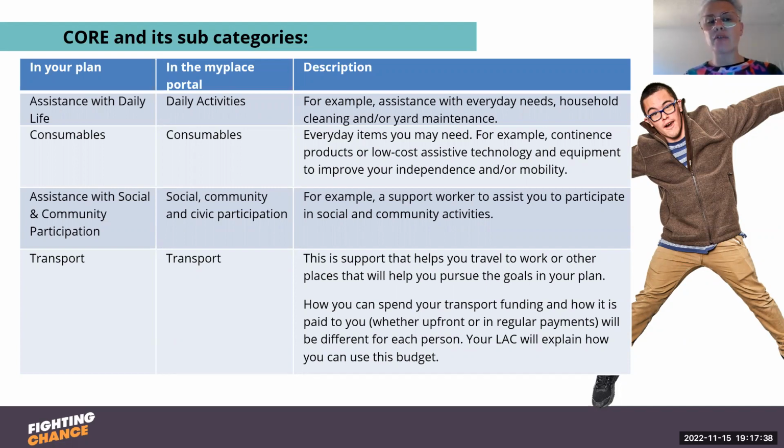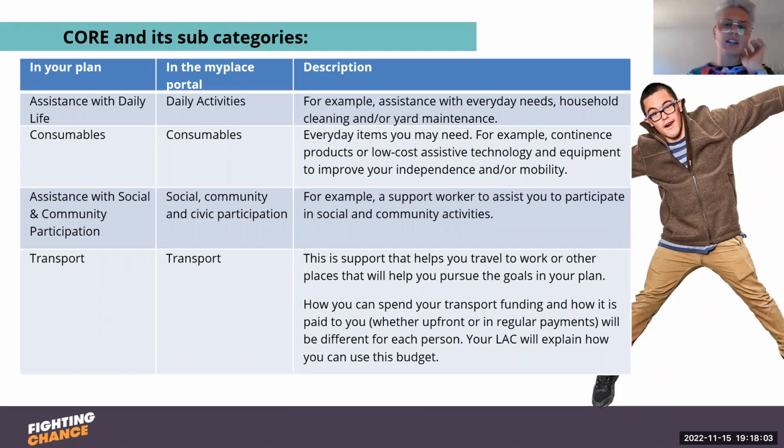So you may have a certain amount built in. So you may say have 20,000 built into daily activities, but you might look at it and go, I'm not going to use that much, but I need more in assistance with social community participation. You can absolutely take from one category to the other. So the daily activities is the support in the home.